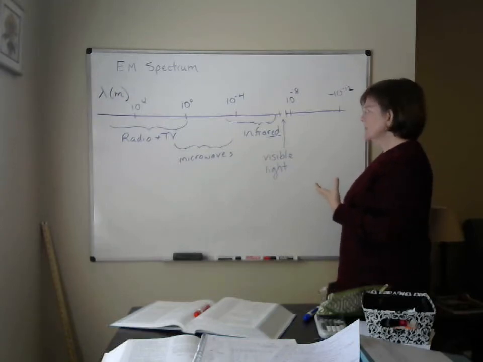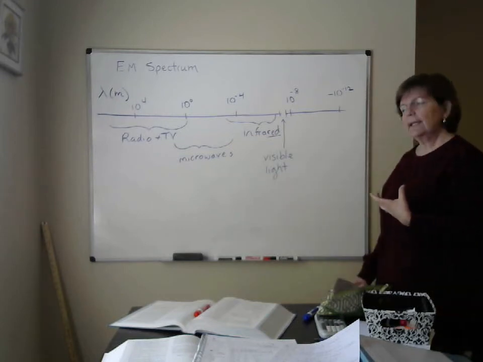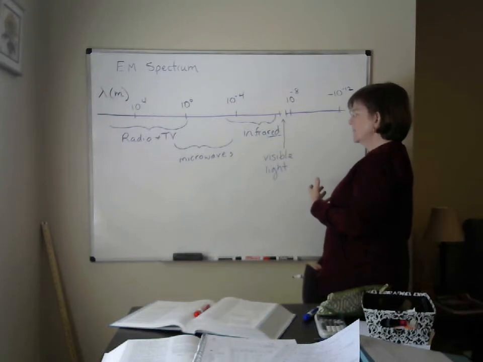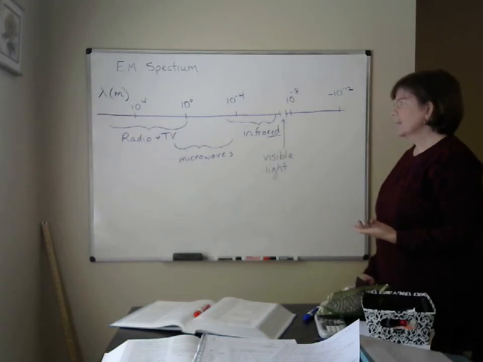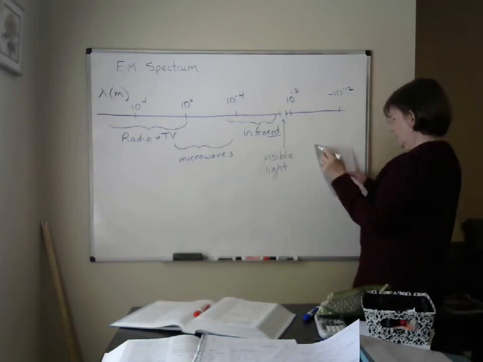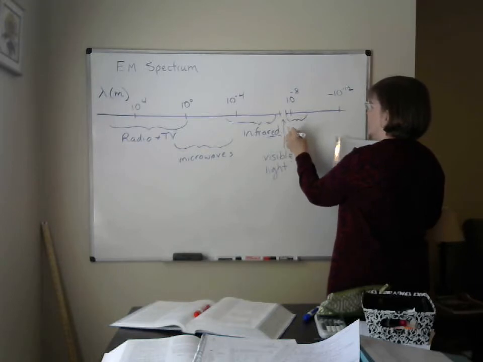It is interesting to think there are other animals that see differently and may be able to see in a slightly different range than what human beings do. Now, if we go past visible light, the next part of the spectrum, right around here, is what we call ultraviolet.